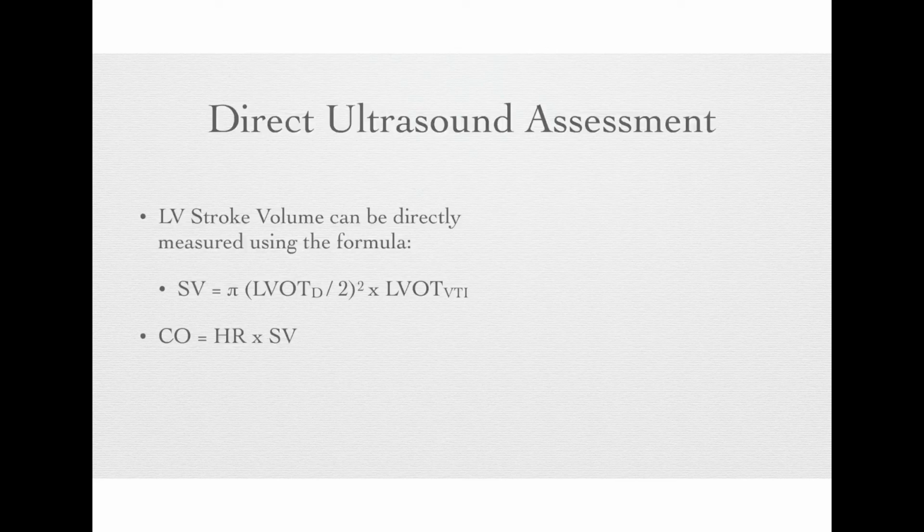And since the cardiac output is equal to the stroke volume times the heart rate, we can multiply this value by the heart rate to get the cardiac output, and then divide by the patient's body surface area to get their cardiac index.